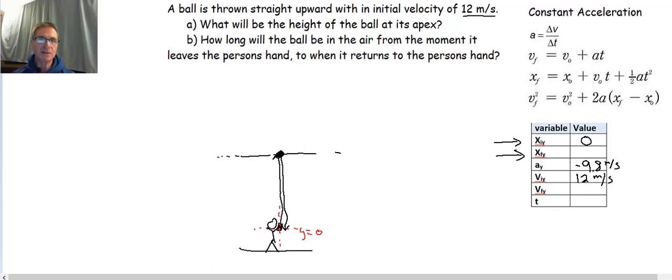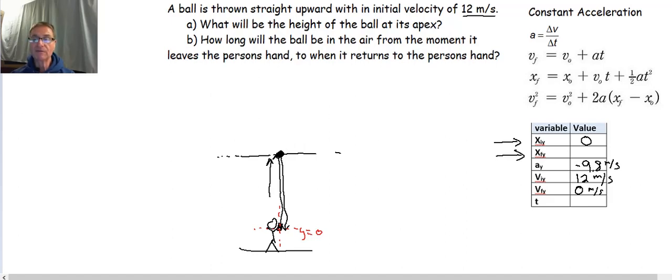How about the final velocity? Do we know the final velocity of the ball? Well, if we think about it, when the ball goes up and hits the apex, momentarily, what has to happen? The ball has to stop, right? If the ball doesn't stop going up, I'm not at the apex. The definition of the apex is the highest height that the ball is going to go before it turns around and goes back down. So my final velocity in this case is going to be 0 meters per second. It has stopped momentarily. All right, so can I figure out x_f in y now?